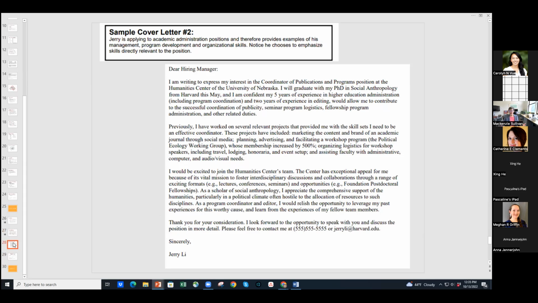So here is a basic one. The thing I want to point out about this is that it's in more of a traditional format. Dear hiring manager, I'm ready to express my interest. Here's the things I bring: 2 years of experience in editing, seminar logistics, fellowship program. I like reversing the first and the third paragraph, where I said, start with your motivations. I'd be excited to join the Humanity Centered team.